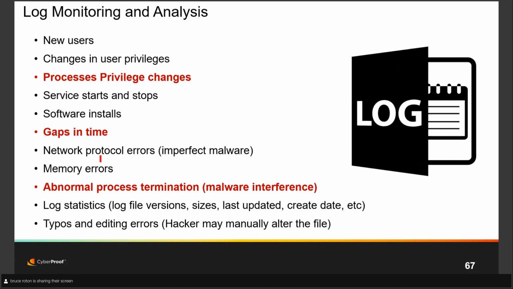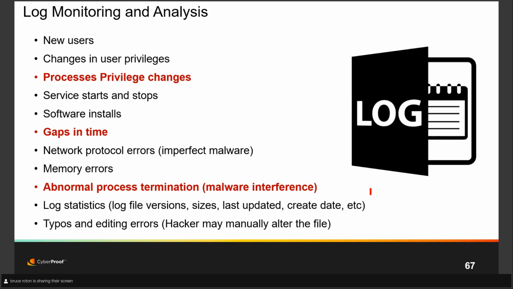Protocol errors, network protocol errors. Guess what? Malware is sometimes imperfect code. Hackers do not write perfect code necessarily, so they break things. So you'll see protocol errors, often memory errors, and then abnormal process termination. Again, malware interference. If that piece of malware interfered with a normally operating system, applications that were supposed to be there, or their process blew up because, again, their code wasn't perfect.